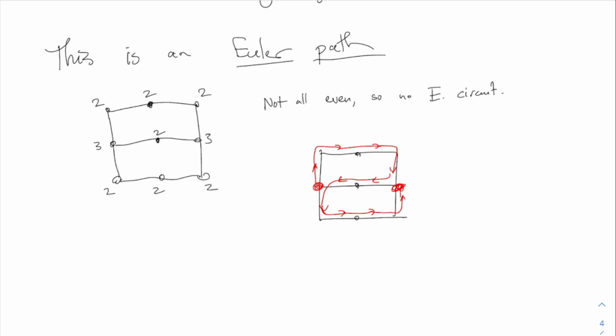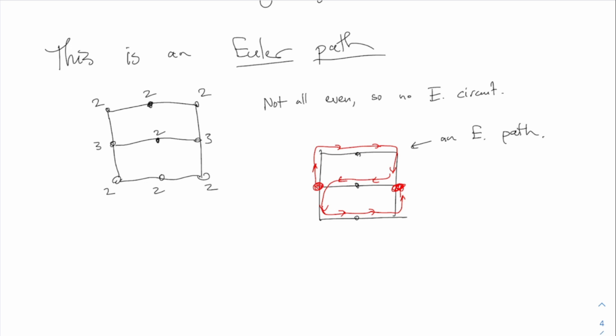Look at that. This is an Euler path. It's not an Euler circuit. It's an Euler path. It's not a circuit because it starts at a different place than it ends, but this is an Euler path. Not an Euler circuit.